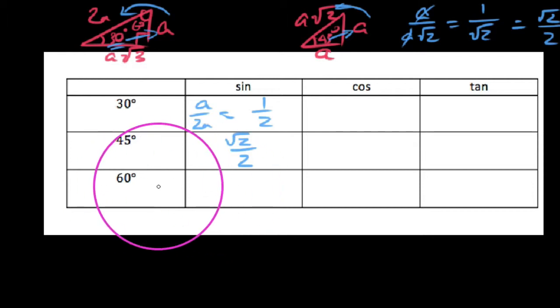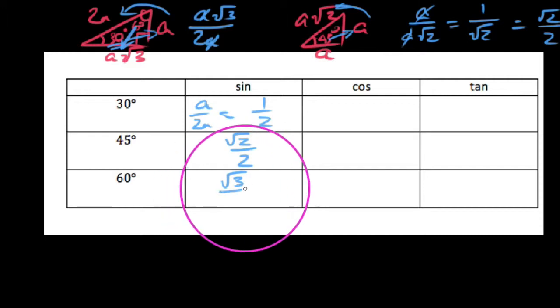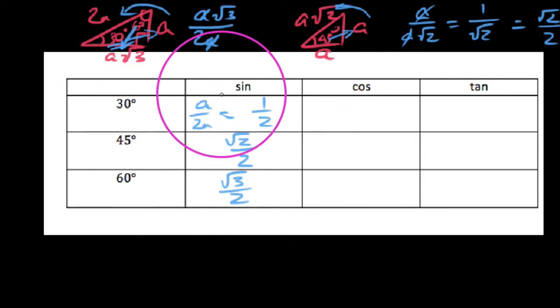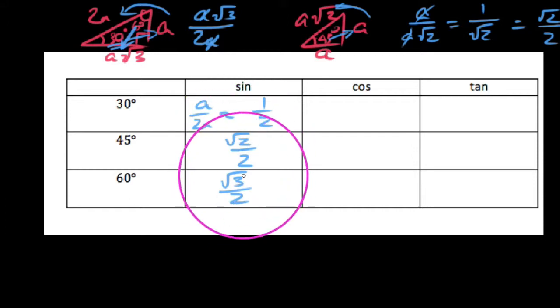And lastly, say sine of 60. We have to go back up here to our 60-degree angle, but we say opposite, which is A root 3, over the hypotenuse, which is 2A. You can see that the A's kick out and we just get left with root 3 over 2. The point I want to make here is this: when you do your sines, it's cool. They're all over 2 and they go in order. They go 1 on top, radical 2 on top, radical 3 on top.